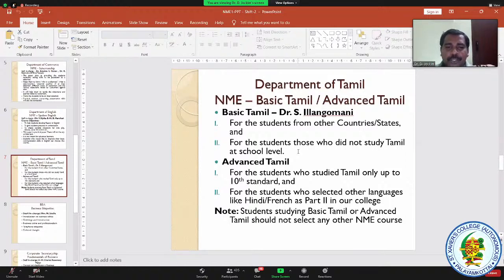So the special note, as I mentioned earlier, students studying Basic Tamil or Advanced Tamil should not select any other NME course. Understand this well. Students eligible for Basic Tamil or Advanced Tamil should not take any other NME. I repeat, the students who are eligible to choose Basic Tamil and Advanced Tamil should not choose any other NME course. Let me move on.